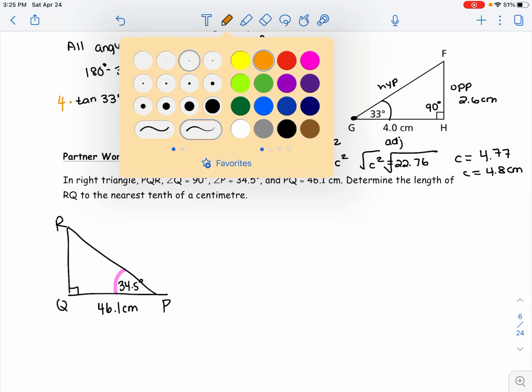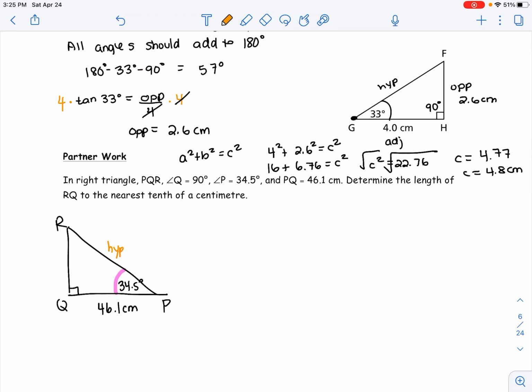So when we label our sides, we need to label our sides as our hypotenuse, coming out of P, is our largest side. And the other side length coming out of P is called our adjacent side, which means that our opposite side is R to Q.